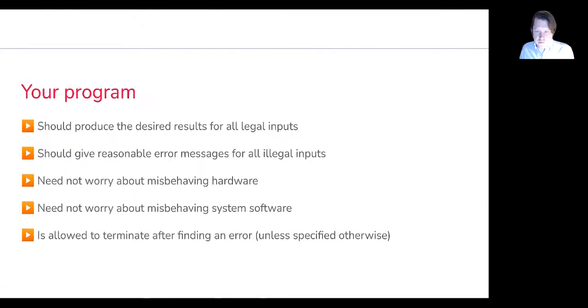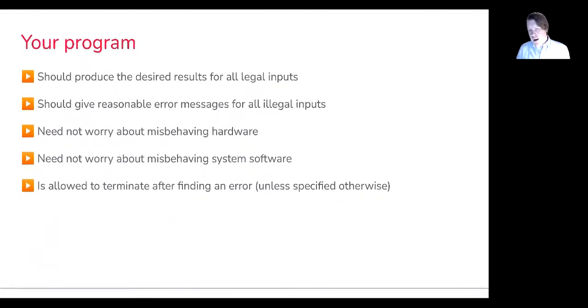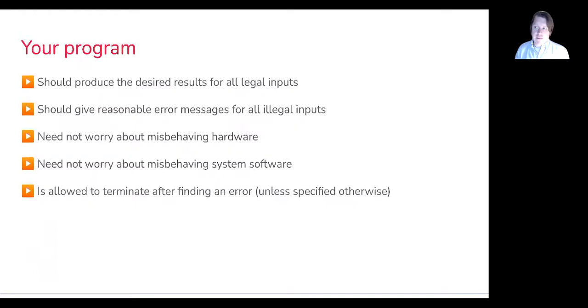So from this point forward, our expectation of your programs is that you should really produce the desired results for all legal inputs. Moreover, if a user attempts to pass your program illegal input, some sort of reasonable error message is going to be presented to them so that an error does not actually occur. Instead, we catch it before there's any chance for things to go wrong.